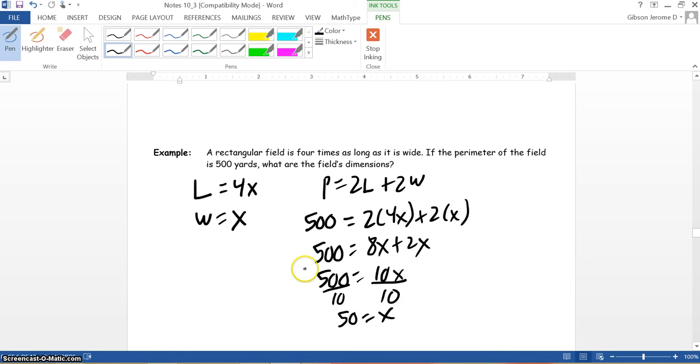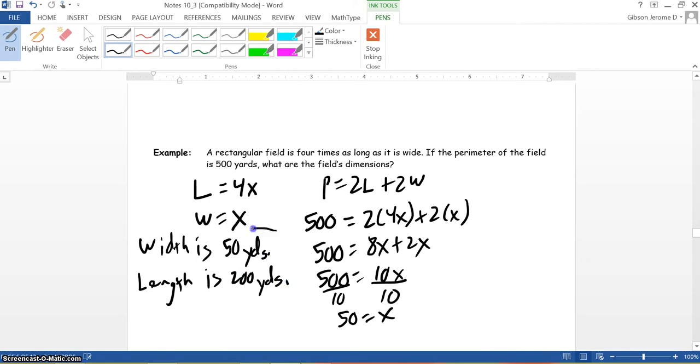Now remember, we're dealing with yards here, and x represents the width. So the width is 50 yards. That's the width. Now our length, remember, is 4 times that. So our length is 200 yards. And these are the dimensions. The width is 50 yards and the length is 200 yards.